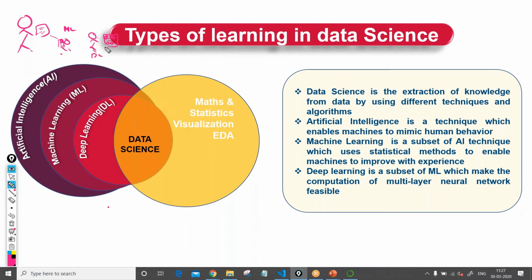In the future, this child will grow up to be a father. Tomorrow he has his own son, and he is going to teach his son again how to eat, how to perform, how to stabilize. That is called artificial intelligence. To learn all these things, you should be good in mathematics, statistics, visualization, EDA, exploratory data analysis, and you should be good in the algorithms part. Let's see another concept over here.